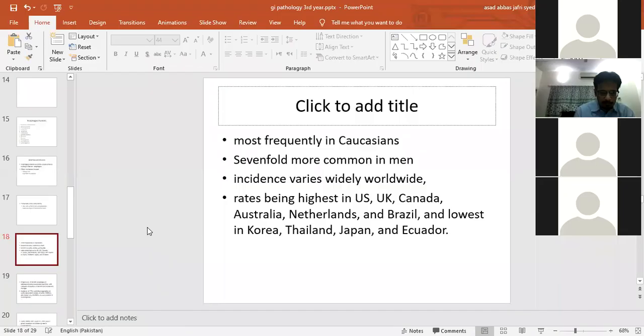Obviously, adenocarcinoma of the esophagus is more common in Caucasians, the white population. It is sevenfold more common in men. The incidence varies widely worldwide, with the highest rates being in the US, UK, Canada, and Australia. Obviously, these are areas where there is a larger Caucasian population. It is lowest in Korea, Thailand, Japan, and Pakistan. Fortunately, in Pakistan also the incidence is not that high.